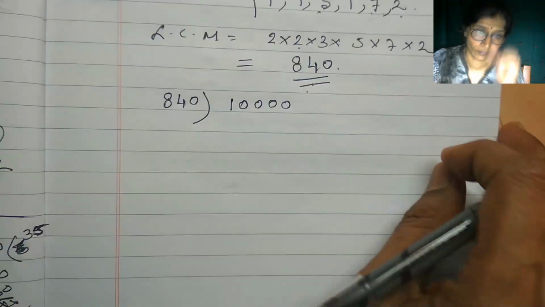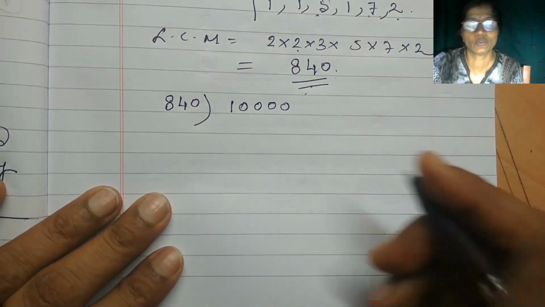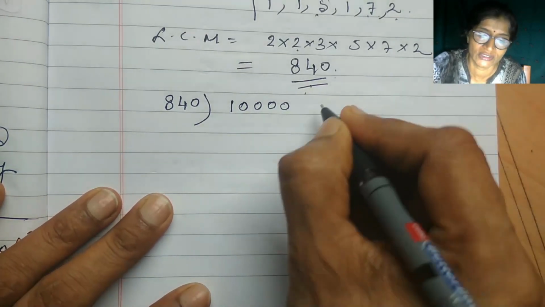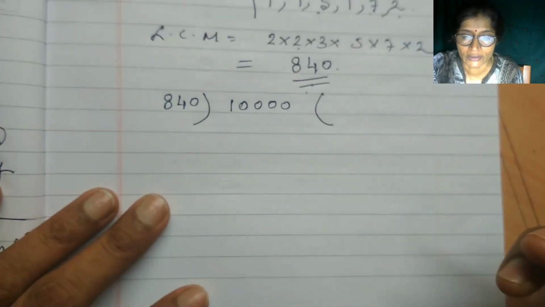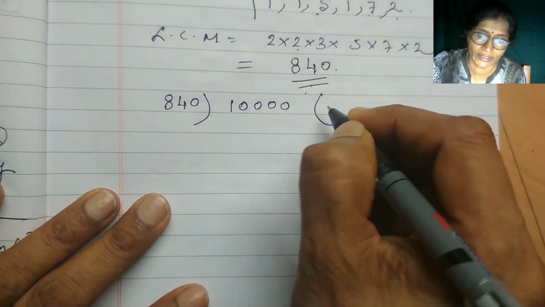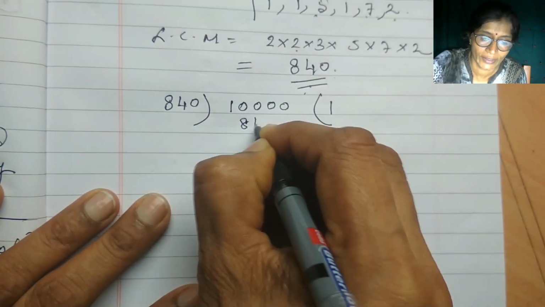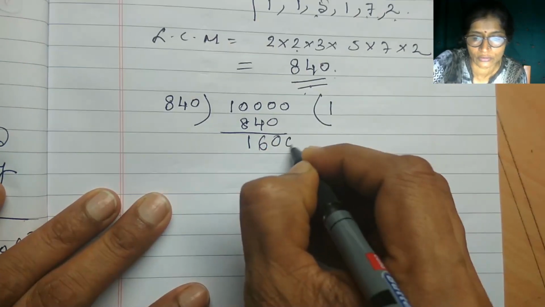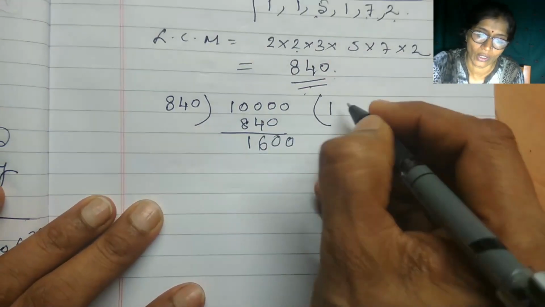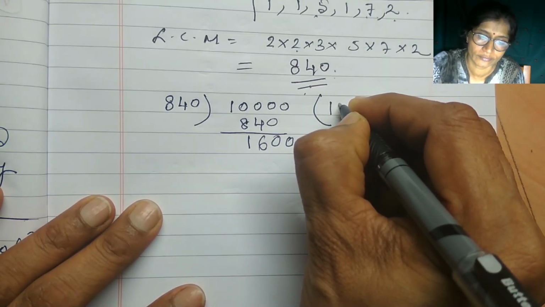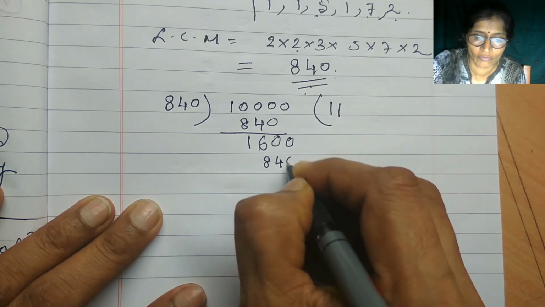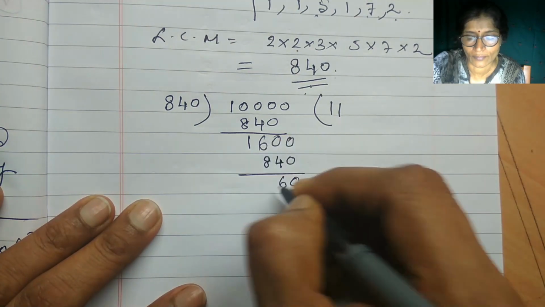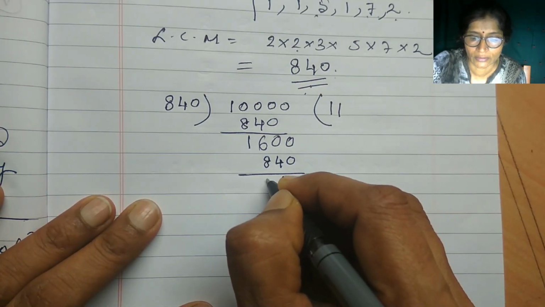So what I will do, I will take 840 here and divide 10000 by it. So what will happen here? 840, very big now, but we have to do it. See the division, it will go first 1 time, 840, then 1 and 6, the next 0 also I will take. It will go how many times? Again 1 time. So 840, and this is 760.